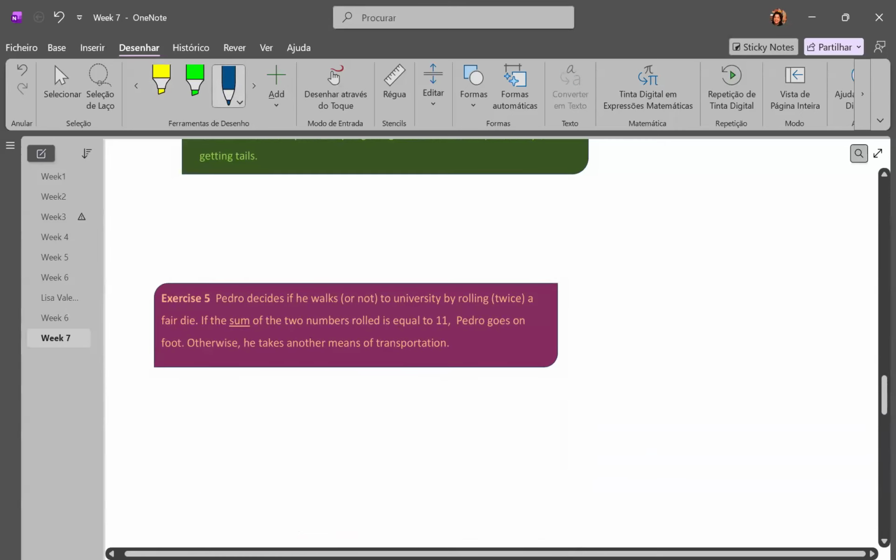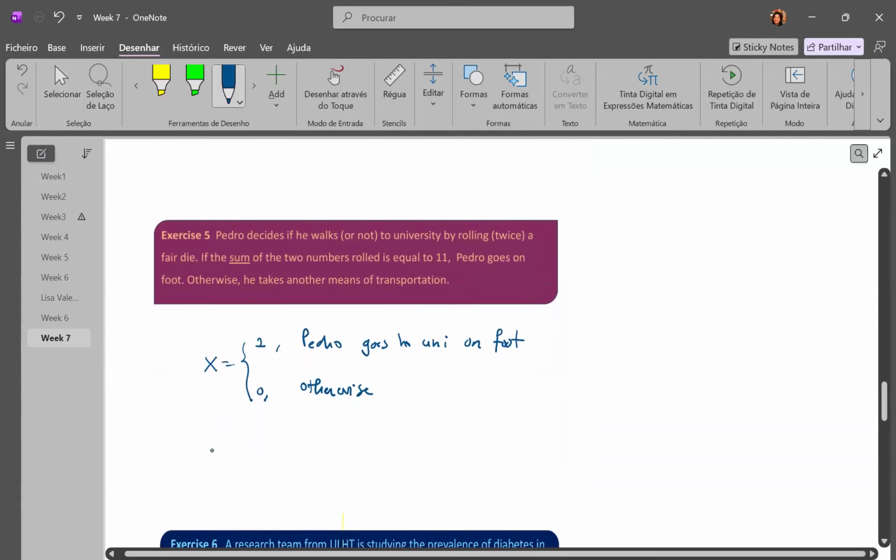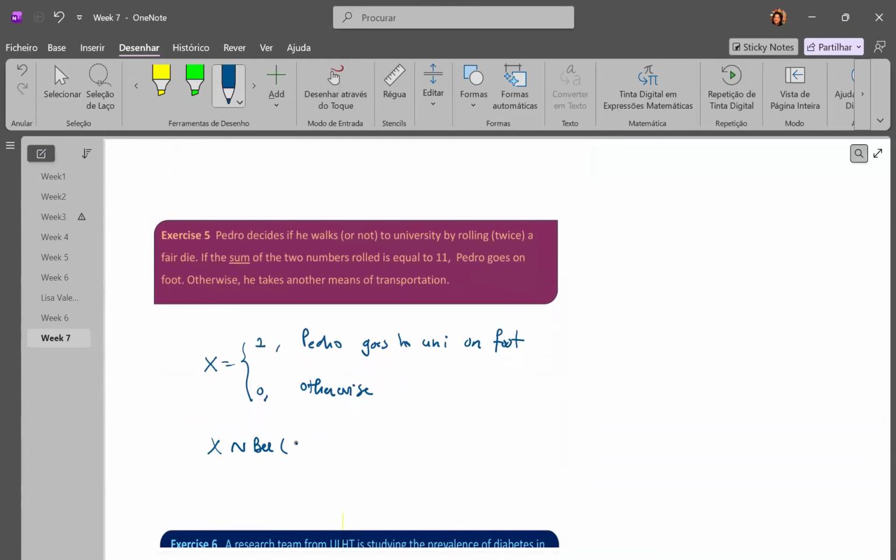So I'm going to write like this. My Bernoulli X equals 1 if Pedro goes to uni on foot, 0 otherwise. Now, I have a parameter. I know that X is a Bernoulli, no doubt about it. There's a parameter P, and P is the probability of a success.